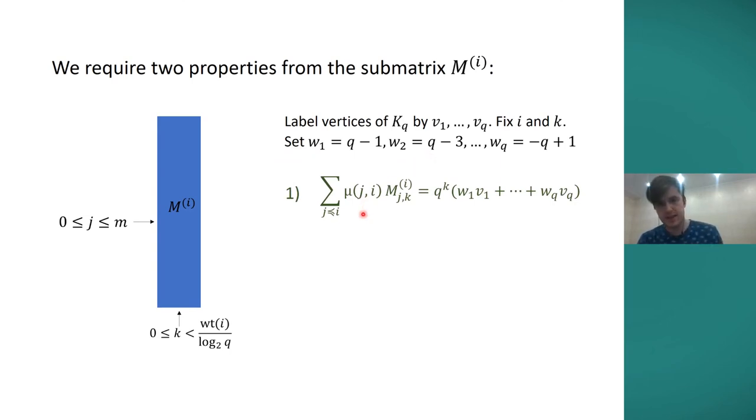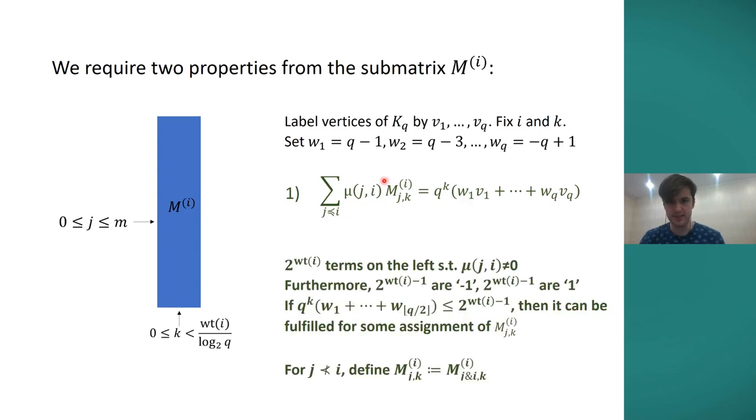We're gonna take some linear combination of entries in the k-th column of this submatrix. And so we run over all j's which are at most i by the partial order, and take a linear combination of the corresponding entries with coefficients which are values of the Möbius function. I claim that we can actually fulfill this property if k, the number of columns, is not very large.